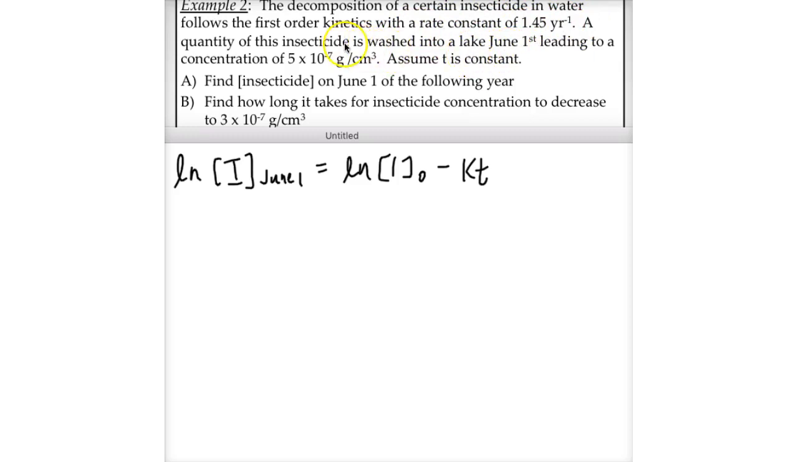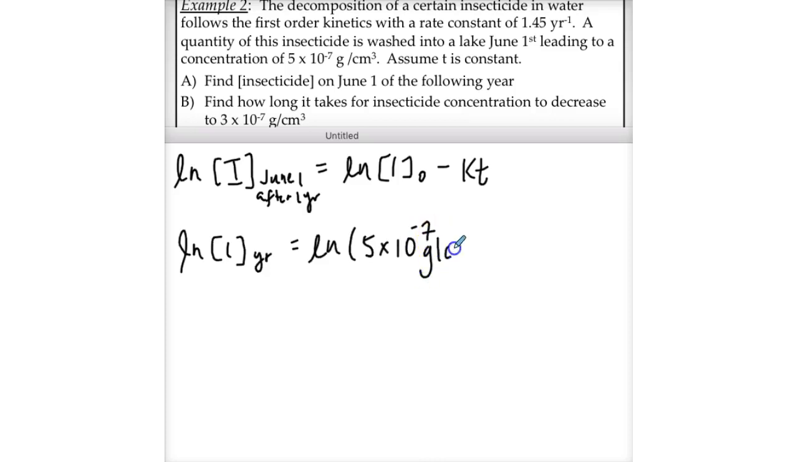It says that the quantity of insecticide on June 1st happens to be 5 times 10 to the negative 6. The problem says find insecticide on June 1st of the following year. So June 1st after 1 year. That's what we want to find. So we put natural log of insecticide after a year, I'm just going to put year, is equal to natural log of the concentration at the beginning. So when they first measured the lake, the concentration was 5 times 10 to the negative 7 grams per centimeter cubed.